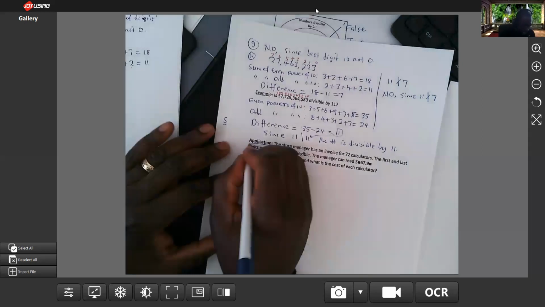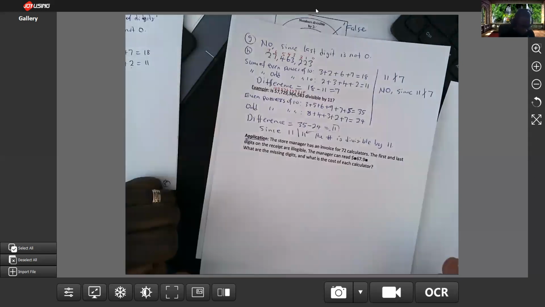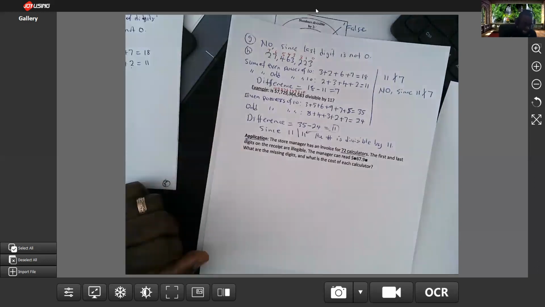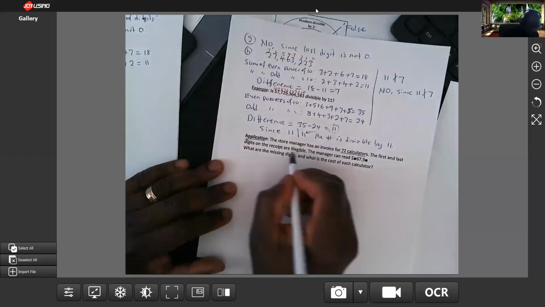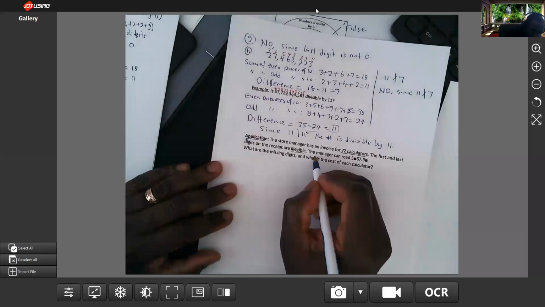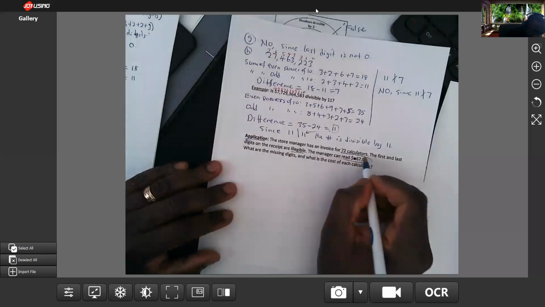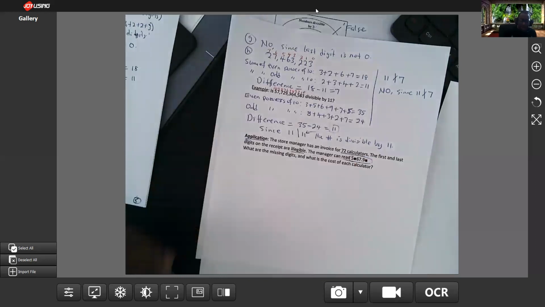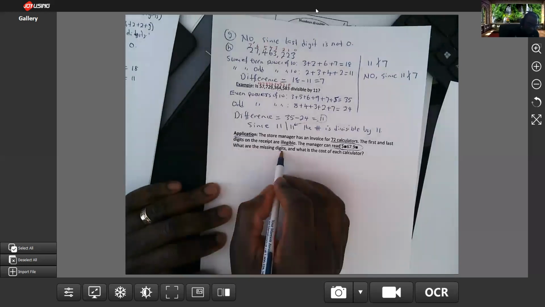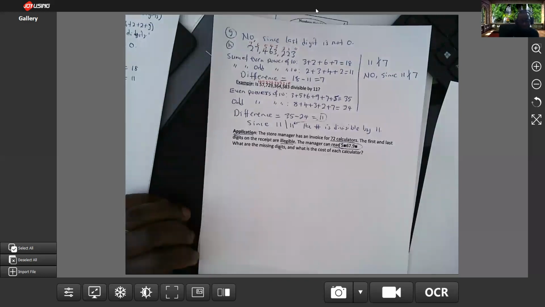All right, so let's look at this. Suppose you are a store manager and you have an invoice for 72 calculators, but the first and the last digits of the receipt are illegible. As the manager, this is what you read. So the question is, how do you figure out the first and last digits? We want to know the missing digits and the cost of each calculator. You are a store manager.